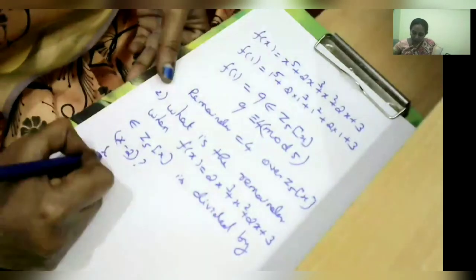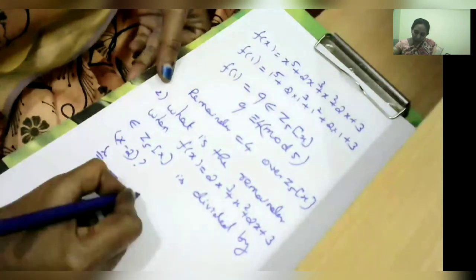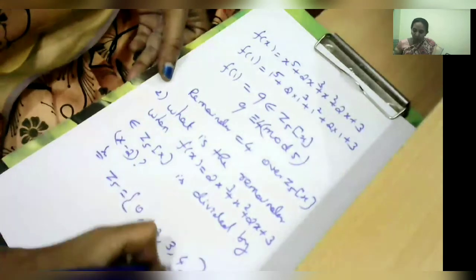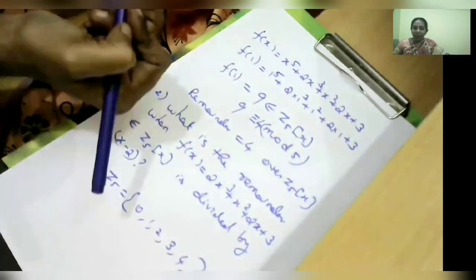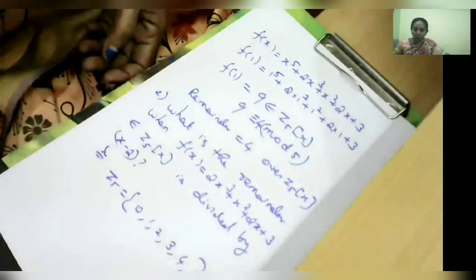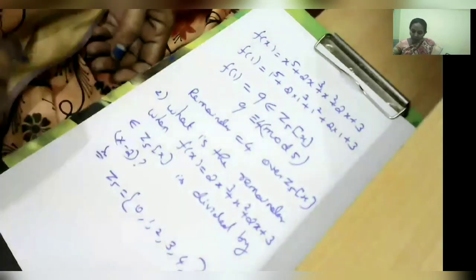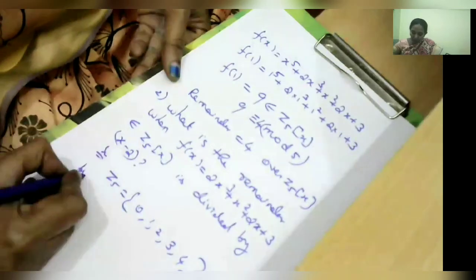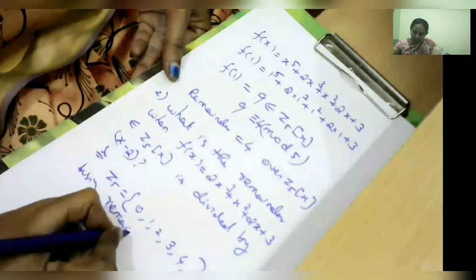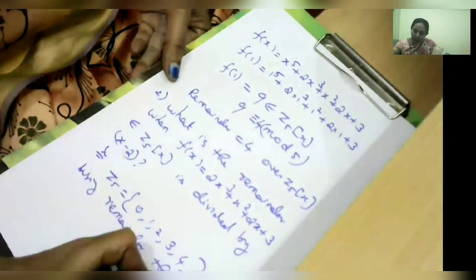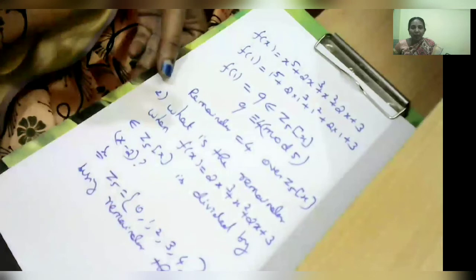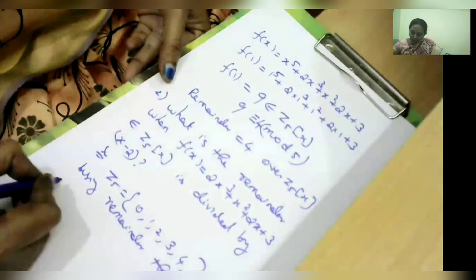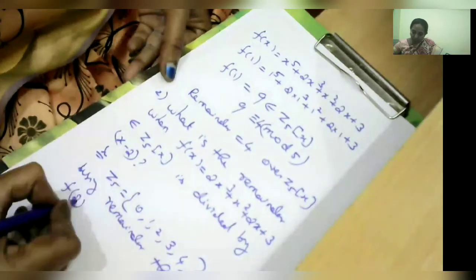Okay, so for the solution, first write Z5. What is Z5? 0, 1, 2, 3, 4. So it contains 5 elements, starting from 0, 1, 2, 3 and 4. Then we are going to use the remainder theorem. The remainder theorem says f(x) divided by x minus a, then f(a) is the remainder. So using the remainder theorem, f(2) is the remainder.